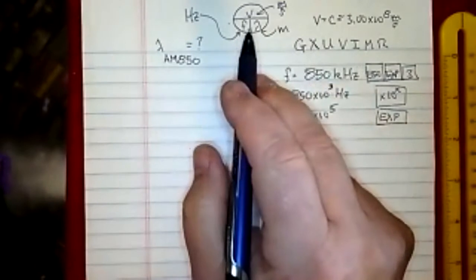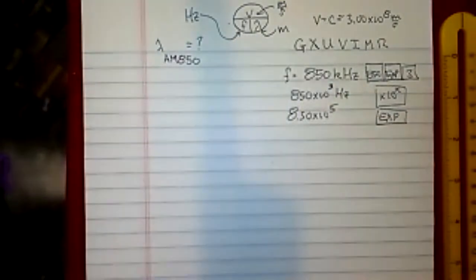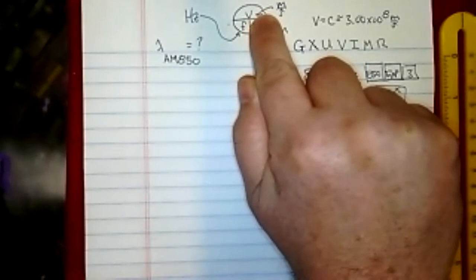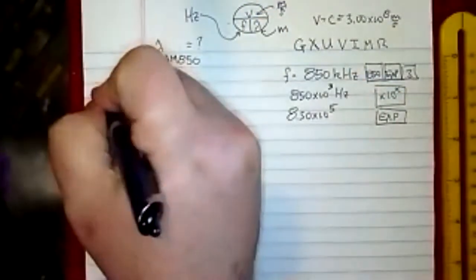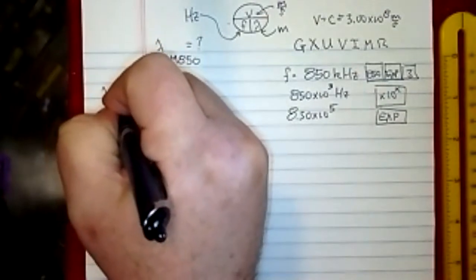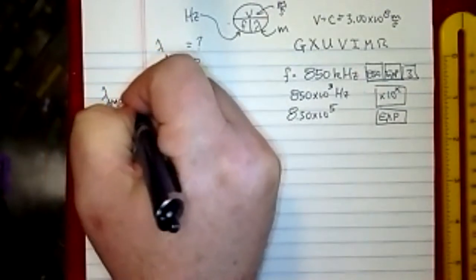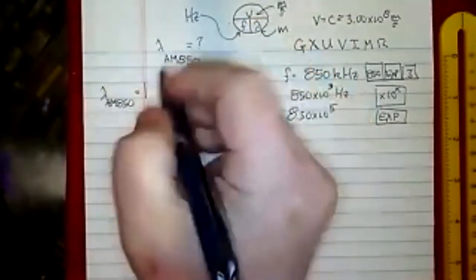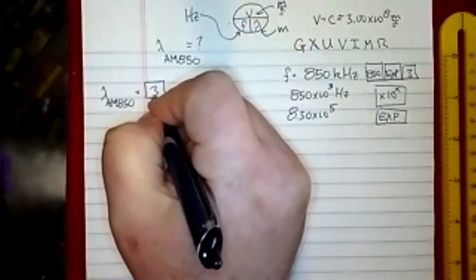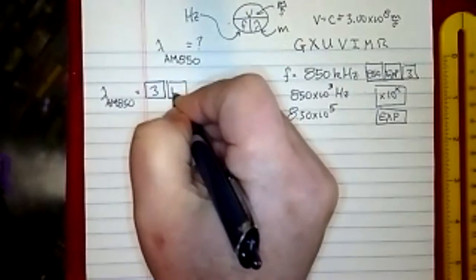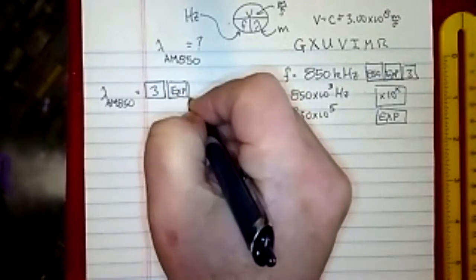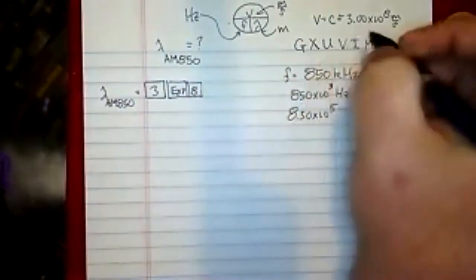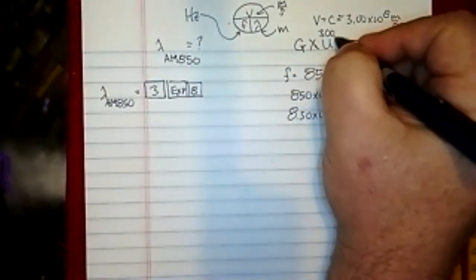So if I want to now calculate the wavelength, I now know the frequency and the velocity. And according to this, all I've got to do is divide the velocity by the frequency. So I'm going to say lambda AM 850 is equal to, and here's how I put it in my calculator. I've got to do the velocity divided by the frequency. So I'm going to type 3 EXP 8, and that's 300 million, by the way.